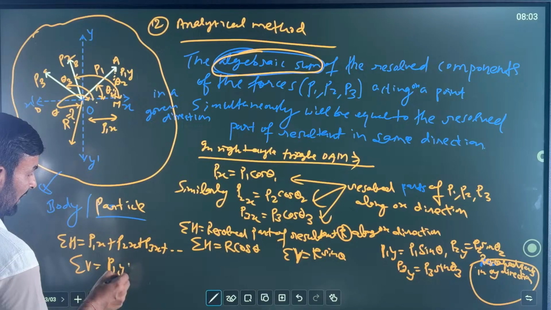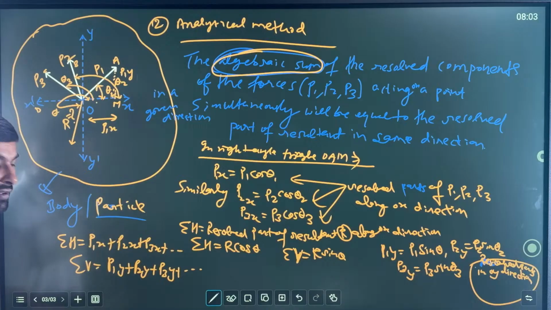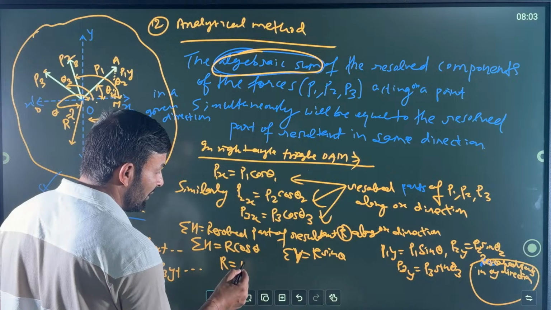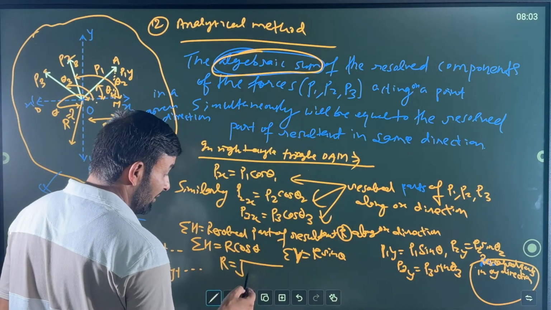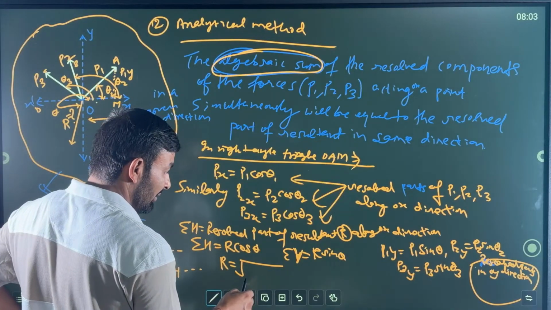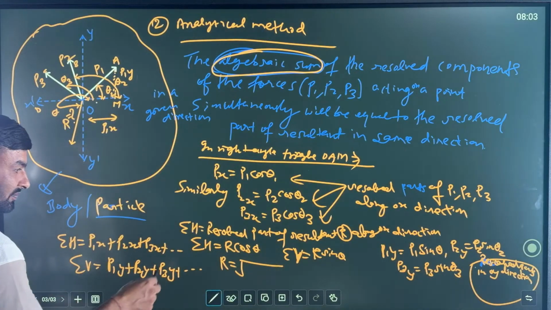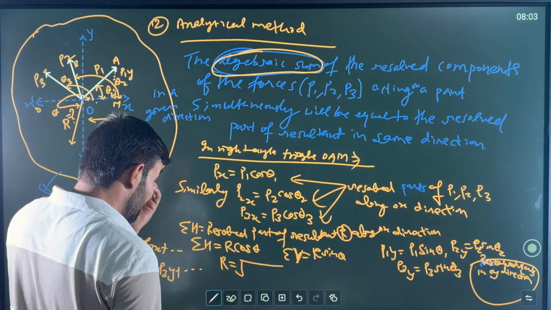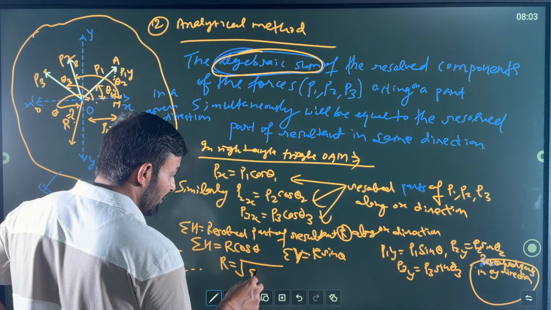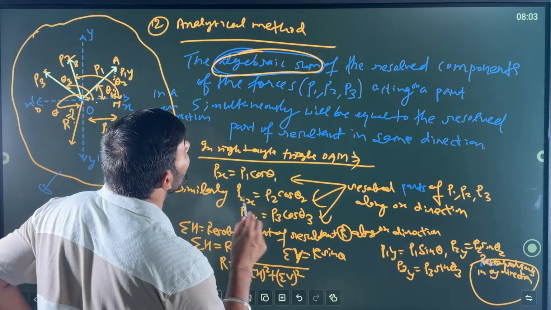This will be equal to P1y plus P2y plus P3y, and so on. Now what will you do? You need to find out the R value. R will be equal to the square root of the sum of the square of summation x and the square of summation y. Be careful, this plus this.